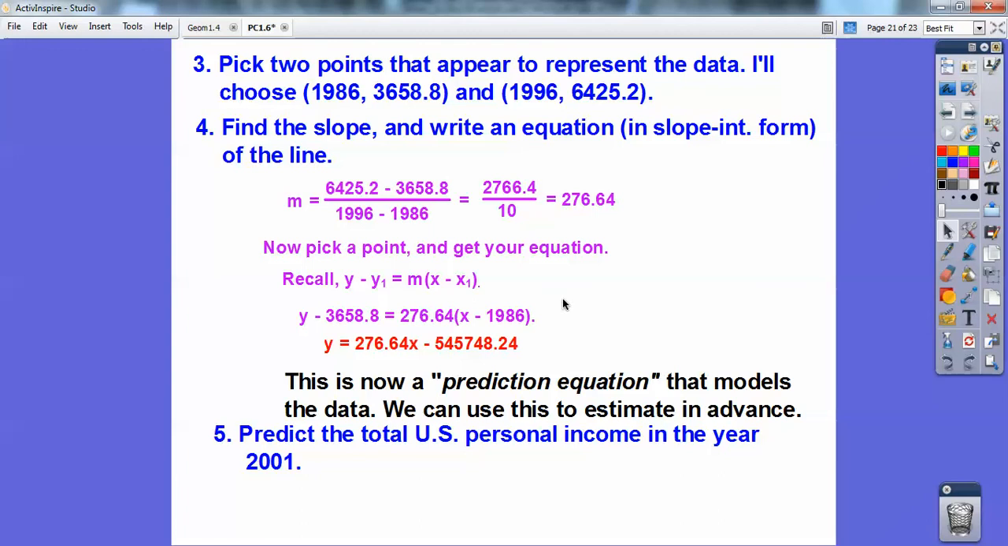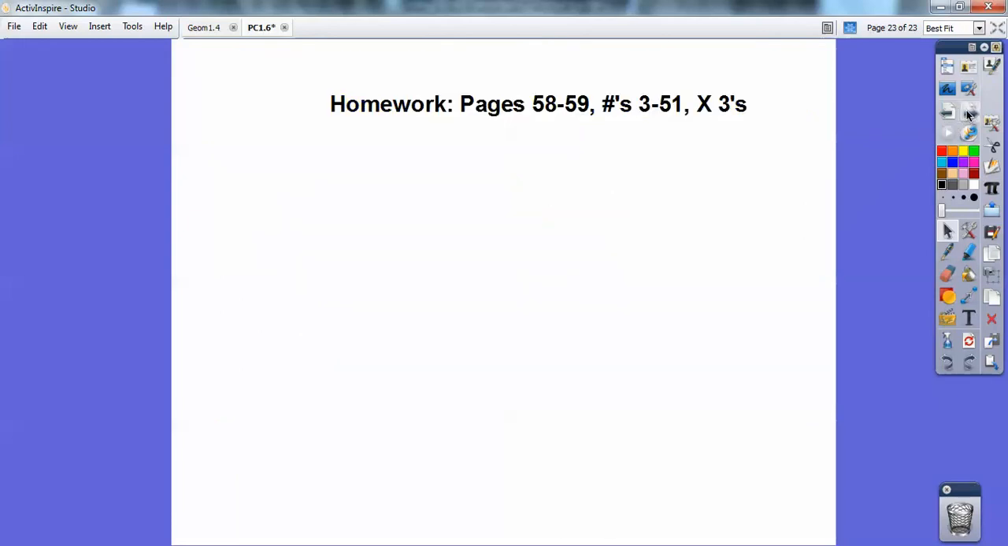So remember, your X's were your years and your Y's were your income. So plug 2001 in for X right here, and then just crank it out, and that'll give you a good idea of what you would earn in 2001. It wouldn't be exact, but it just gives you a nice learning curve on that one. All right, now if you're in my class and you have my textbook, that would be your homework.